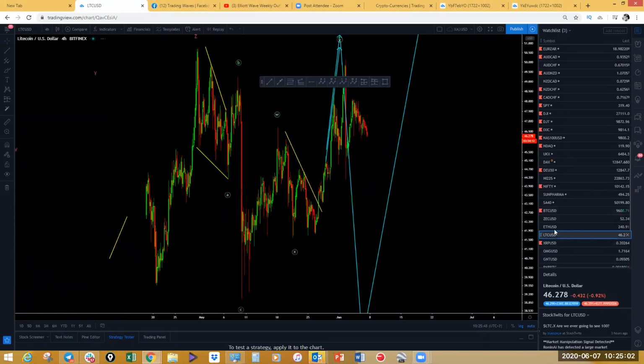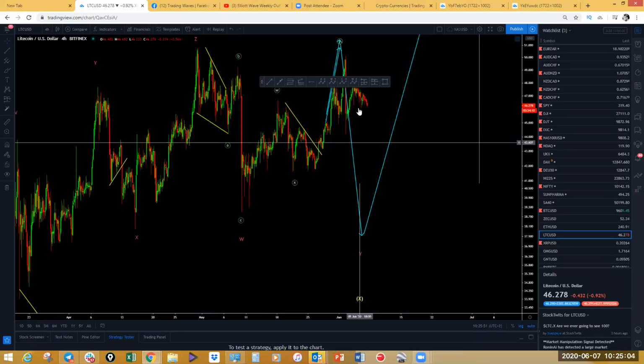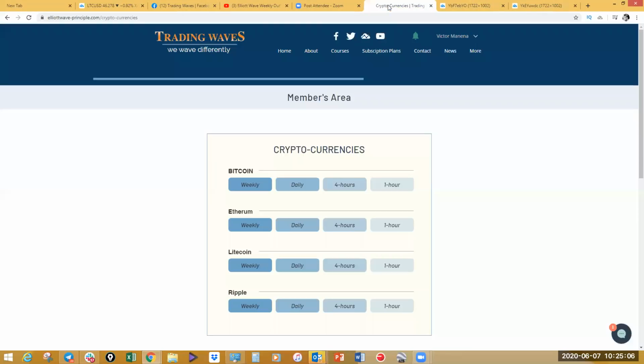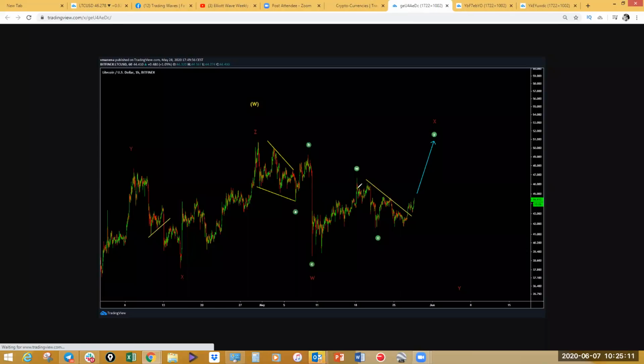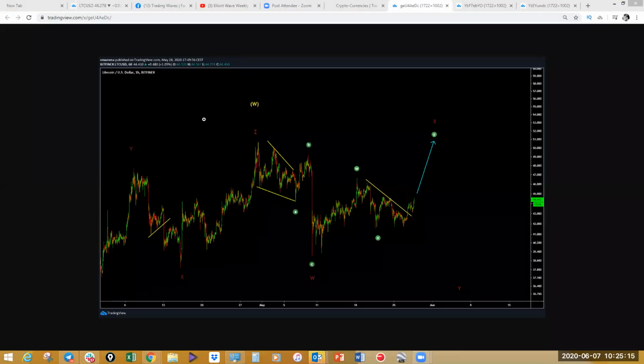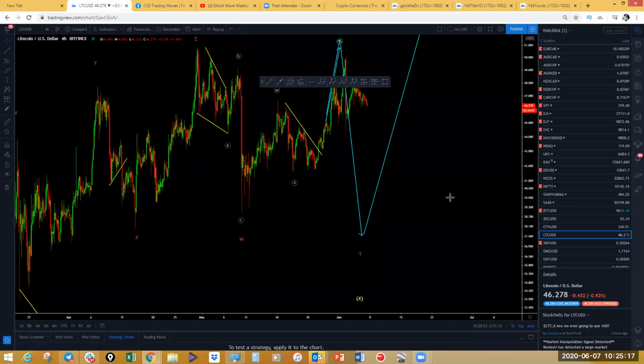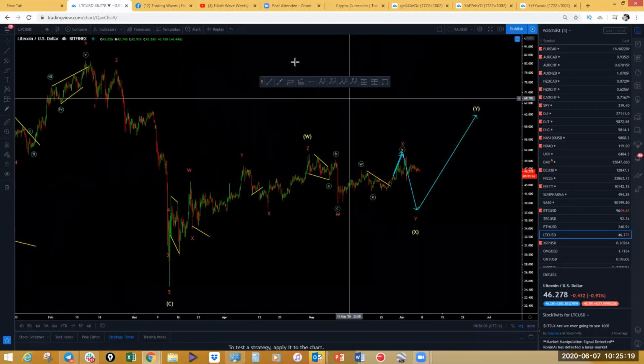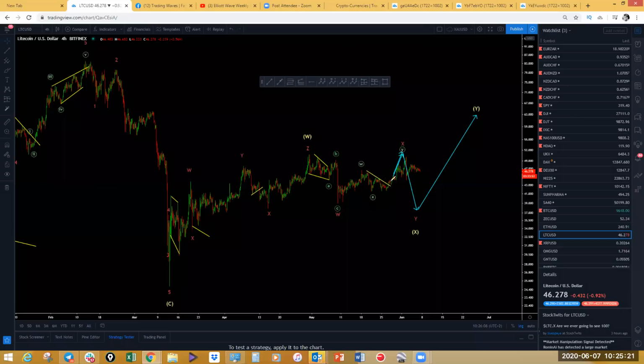Litecoin. Now, let's have a look at Litecoin, and this is how it was on the forecast. So with Litecoin, we're expecting this one to make 1, 2, 3 waves. Let's see how that one has played out. It played out exactly how we expected it to play out. That is a break above the structure here, makes a move to the upside, and we're expecting a reversal.